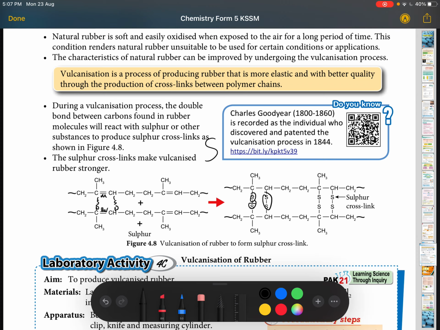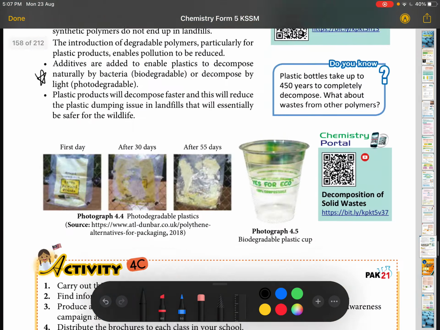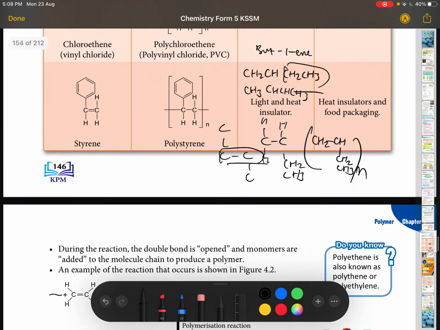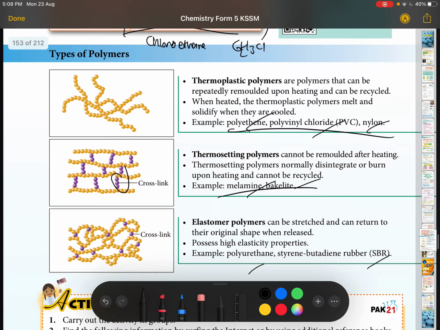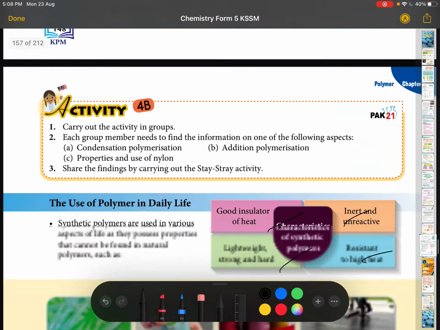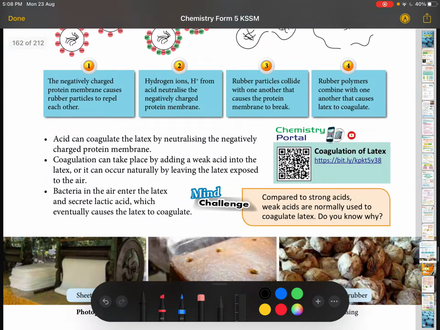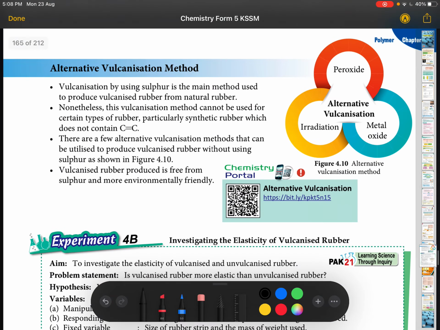If you remember correctly, I didn't really touch it much, but there were also cross links here. So these cross links are here. These cross links make it more durable, and that's basically what sulfur is doing. But sulfur's cross links are like this, so it can still stretch and it can go back to its own shape. It's not like it cannot be stretched. So back to that.